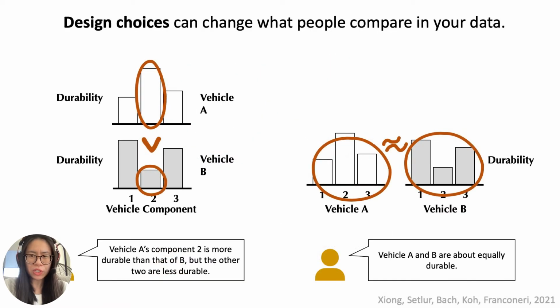So although these two charts show the exact same data, the way I arranged the data visualization makes you do different comparisons, right? So this is just one example showing that the design choice can change what people compare in data. And in this case study, we see that people gravitate towards comparing things that are aligned. And when that doesn't work, they resort to forming visual groups and comparing these groups.